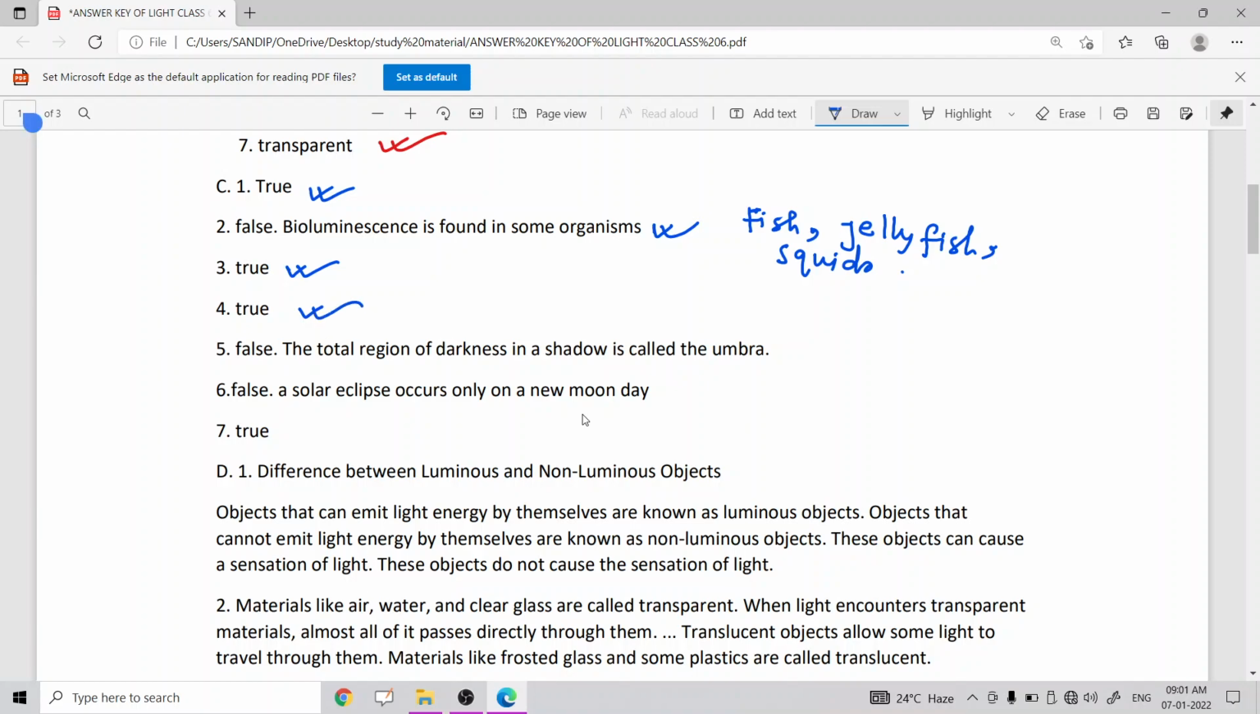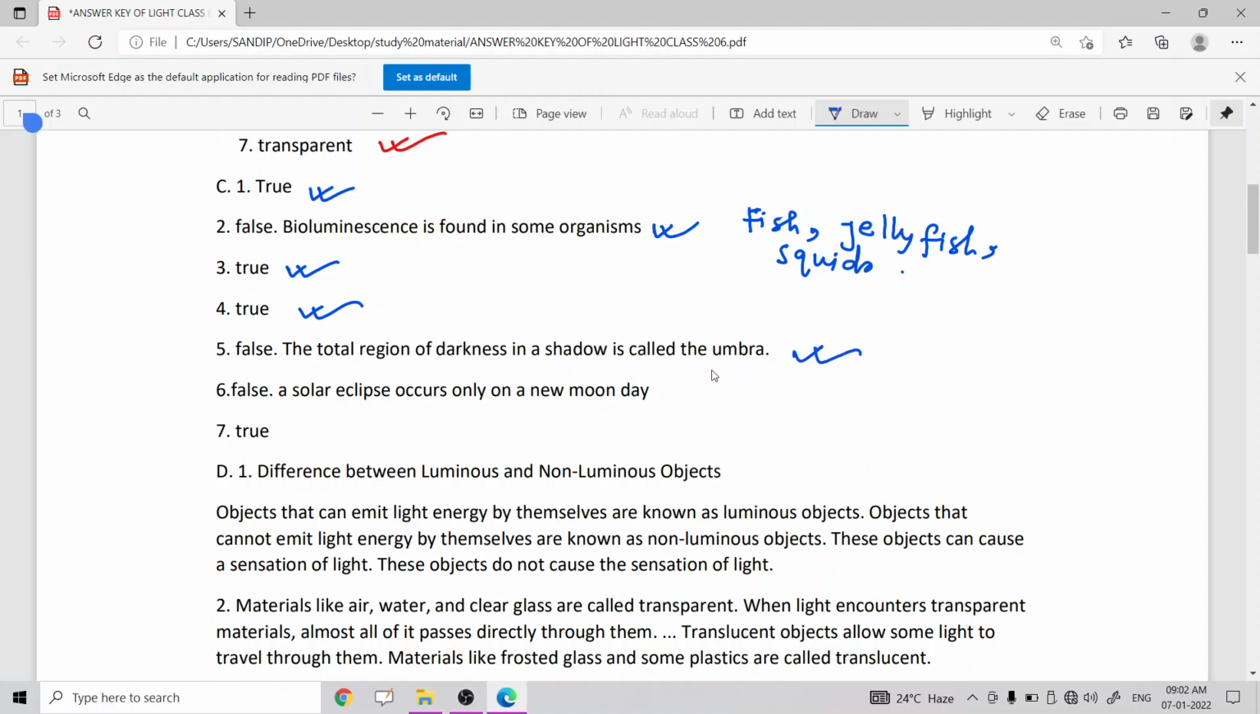And the next one, question number 5: a region of total darkness in a shadow is called the penumbra. It is actually false. The total region of darkness is called umbra, not penumbra.